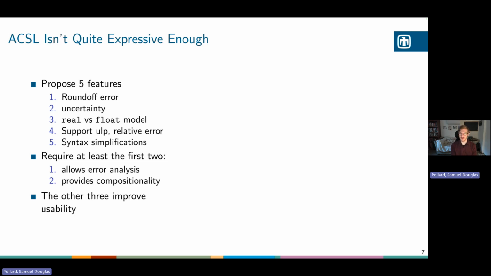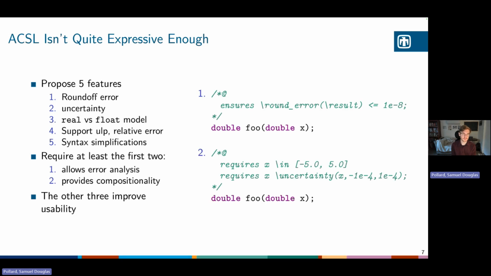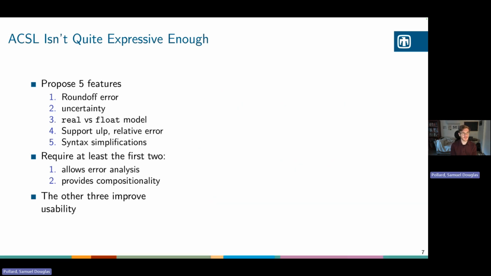And I'm not the first one to figure this out. There's been other work along this vein, namely out of NASA and I'm sure other places. So instead, we decided it was good to propose 5 features and have a standardized language around which people can write these automated tools. And first, I'll talk about the 5 features.